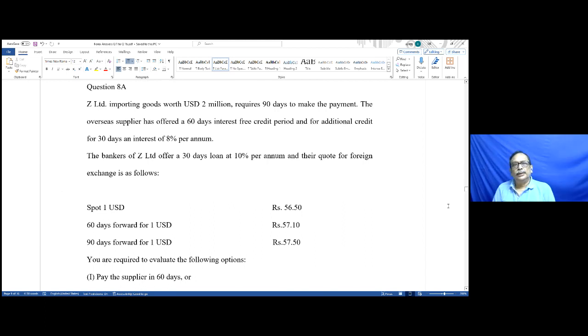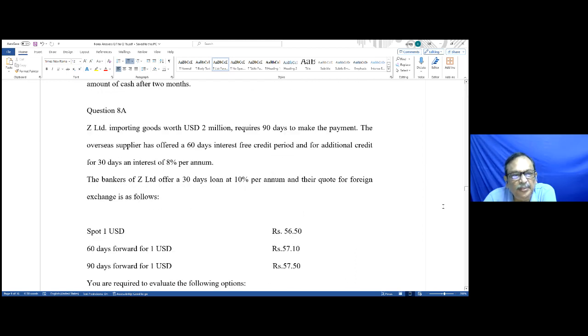Jet Limited importing goods worth USD 2 million requires 90 days to make the payment. The overseas supplier has offered a 60 days interest-free credit period and for additional credit for 30 days, an interest of 8% per annum.